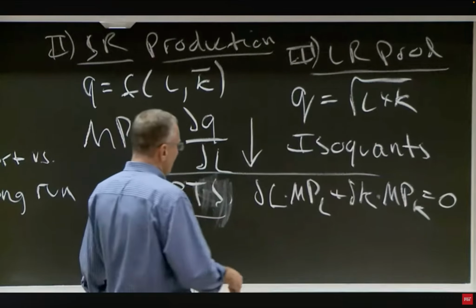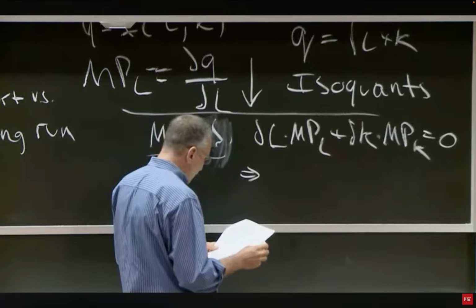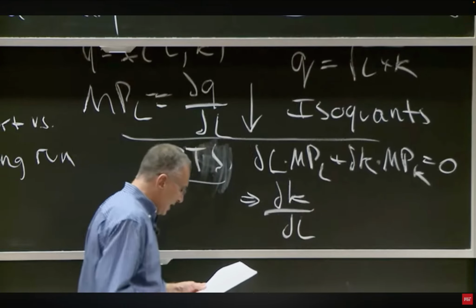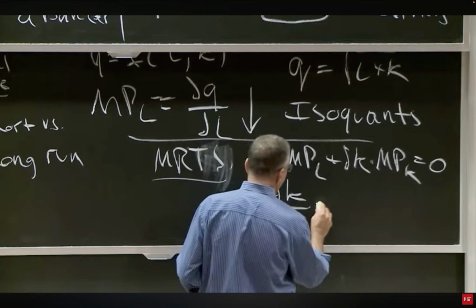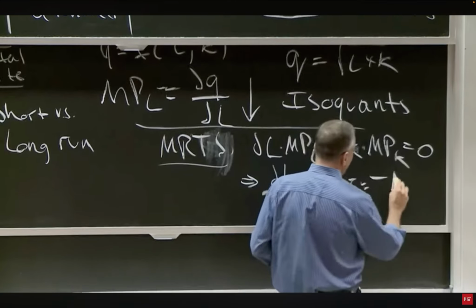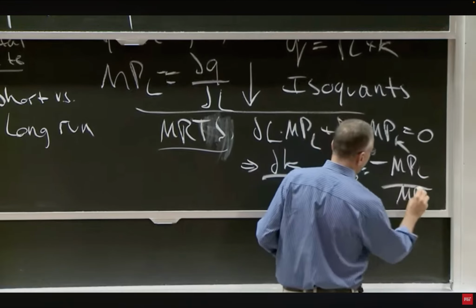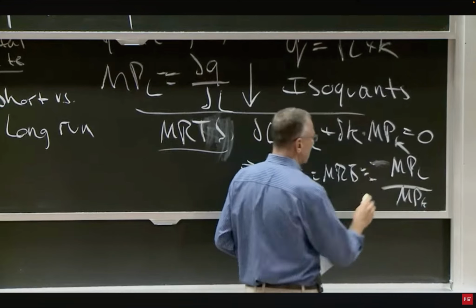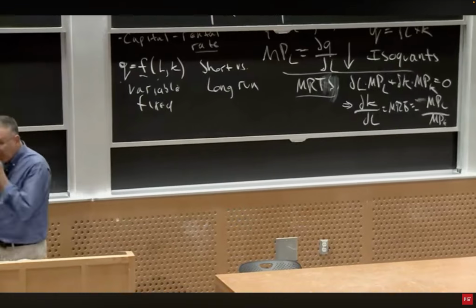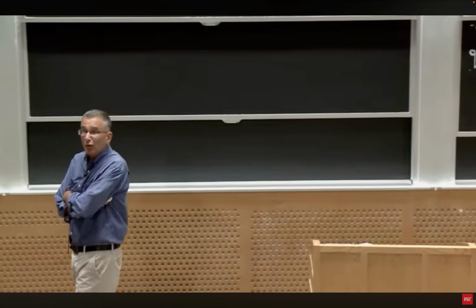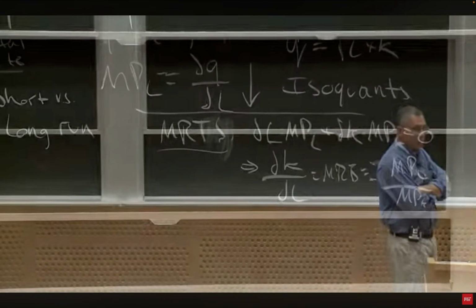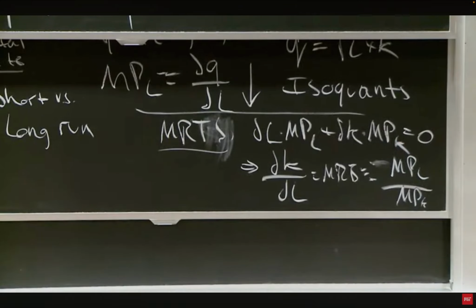So solving this says that the slope of that indifference curve, dK/dL, is equal to the MRTS, which is equal to minus MPL over MPK. The slope of the indifference curve is minus MPL over MPK. Once again, should look familiar from consumer theory. It's the ratio of the marginal products that determines the slope of the indifference curve.